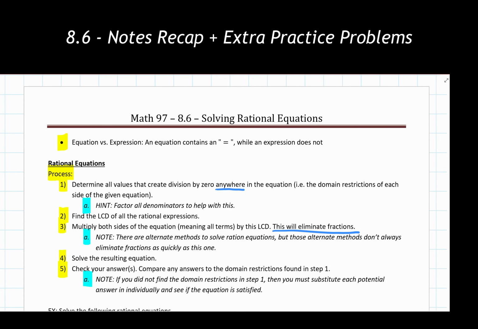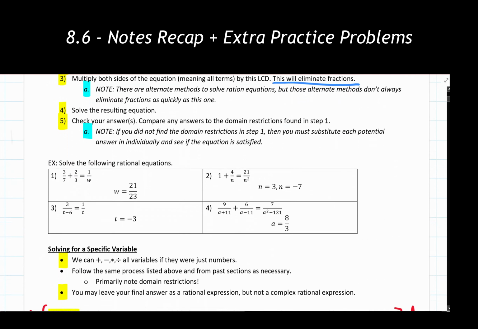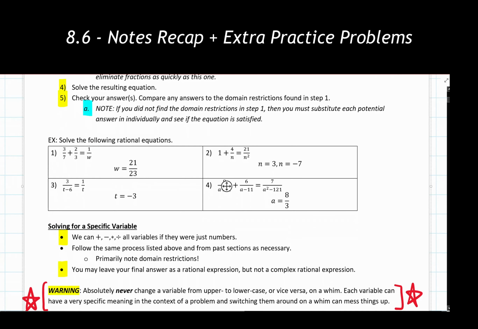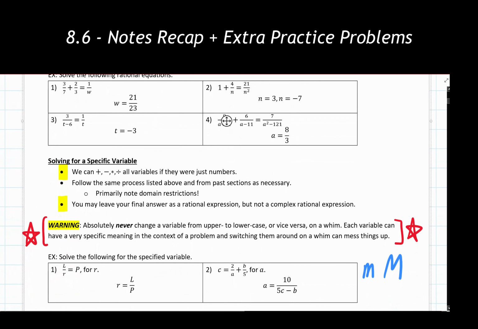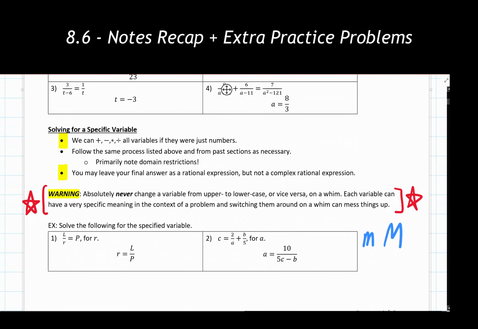So as a quick recap of all of the stuff that we discussed in our section for today, we had our process for going through and solving rational equations. We had our examples listed here with the answers going along with those. We also worked with solving for a specific variable. Again, the big thing we want to note and remember with this is that we can add, subtract, multiply, divide variables and everything just like we would with numbers. We have lots of options at our disposal as we're going through these as well.